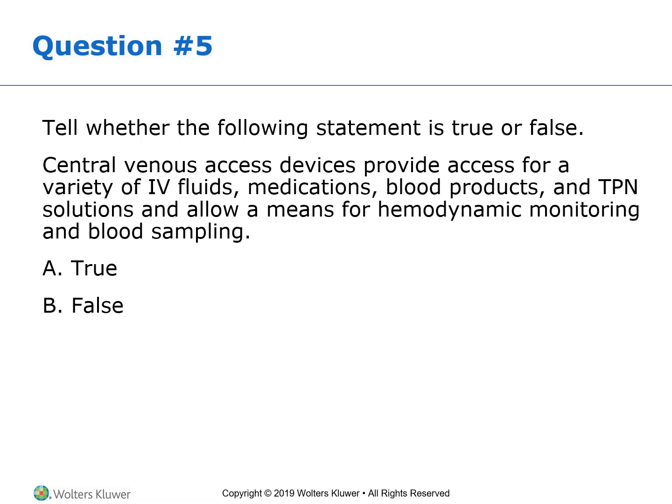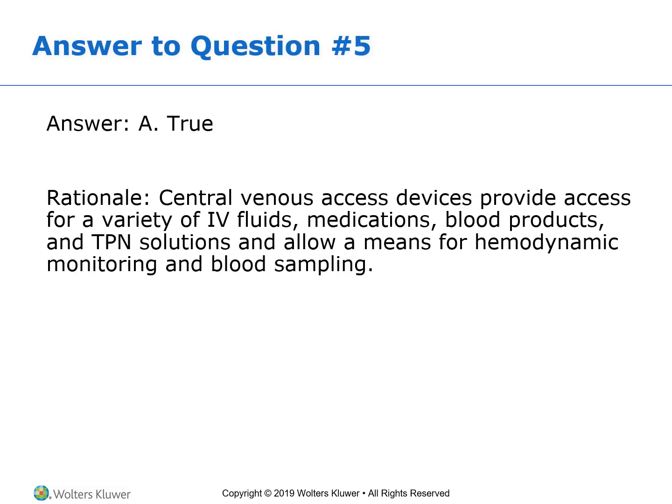Is the following statement true or false? A central venous access device provides access for a variety of IV fluids, medications, blood products, and TPN solutions, and allows a means for hemodynamic monitoring and blood sampling. So that would be true, right? Those central venous devices provide access for a variety of IV fluids, medications, blood products, and TPN. We can use it for hemodynamic monitoring and blood sampling.